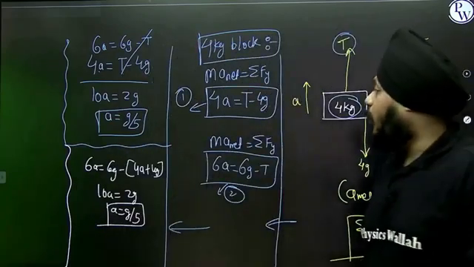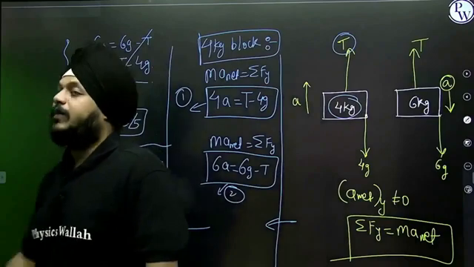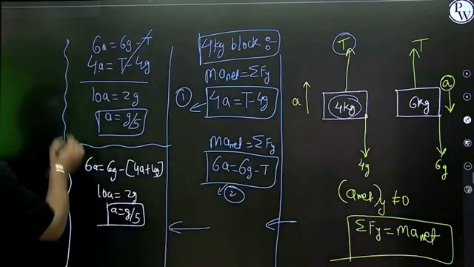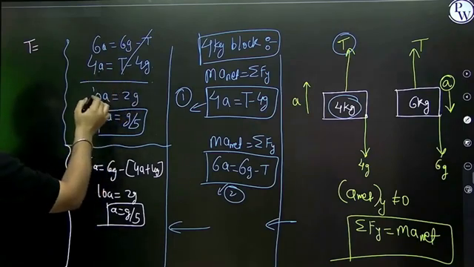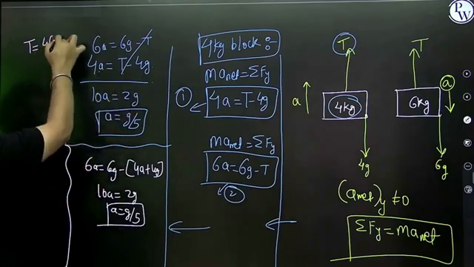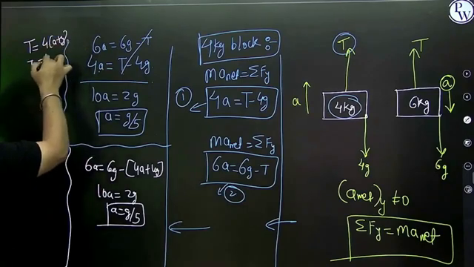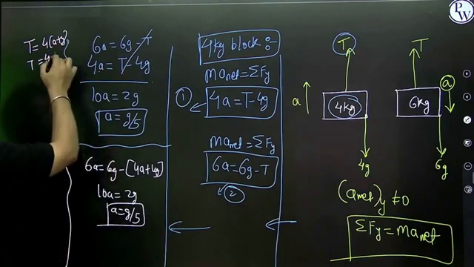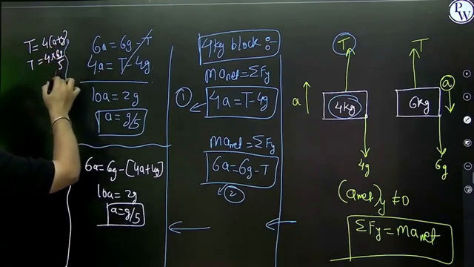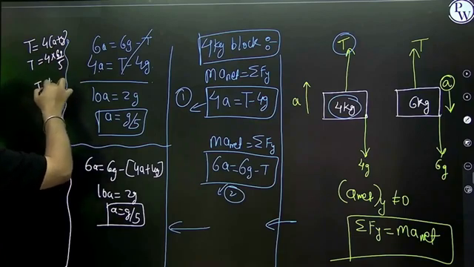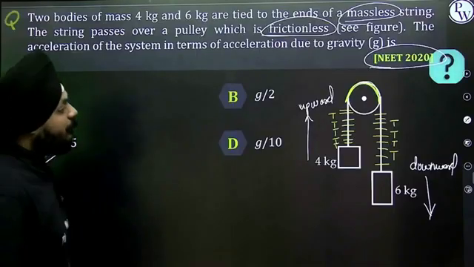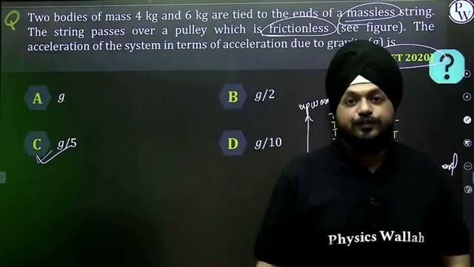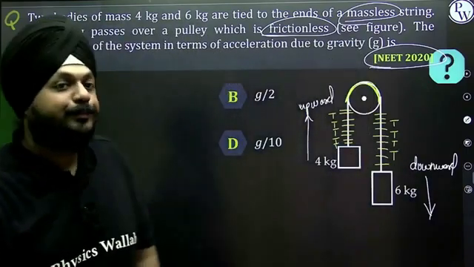Now what will be the value of the tension if a is equal to g by 5? It's very simple. We get the tension as 4a plus 4g, so it's 4 times (a plus g). So tension will be 4 into 6g by 5. So 60 by 5 is 12, and 12 times 4, 48 Newton, will be the tension. Acceleration is g by 5, tension will be 48 Newton.